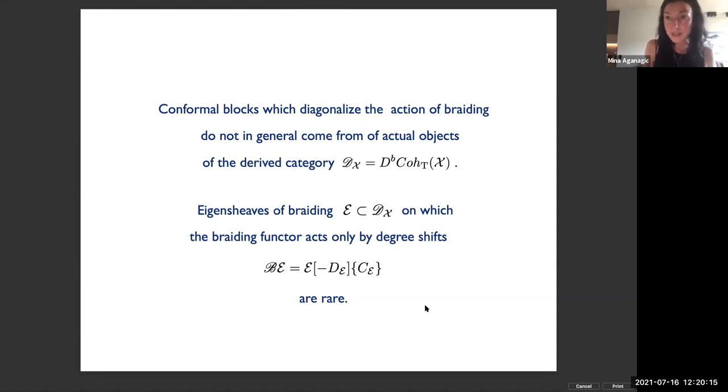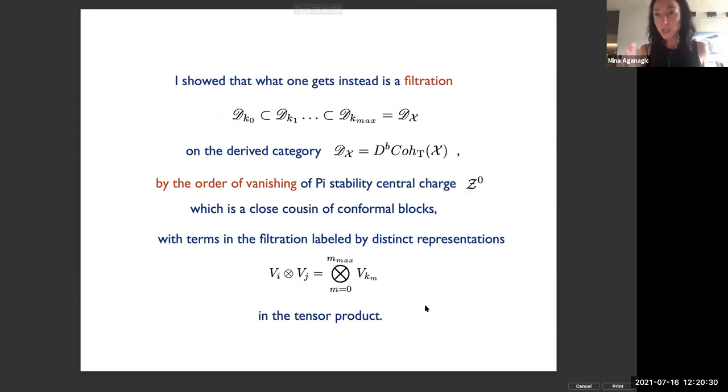Now, conformal blocks that diagonalize braiding don't in general come from actual objects of the derived category, because objects of the derived category on which the braiding functors act only by degree shifts are extremely rare. What I showed in the first paper is that what one gets instead is a filtration on the derived category by the order of vanishing of the pi stability central charge, which is the close cousin of conformal blocks. And in fact, this follows from just the classical geometry of X, where the terms in the filtration are labeled by the distinct representations in the tensor product.